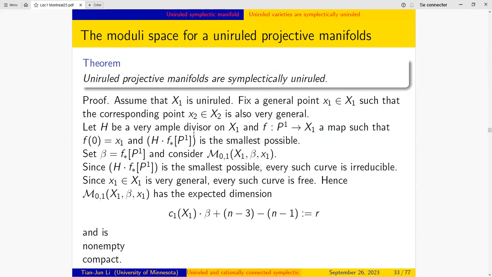This is very nice. Then you look at the moduli space through x1, where x1 is a very general point, a point constraint. Here beta is the class. I'm using different notation now from the setup: M_{0,1} is genus 0 with one marked point, in the curve class beta in X.